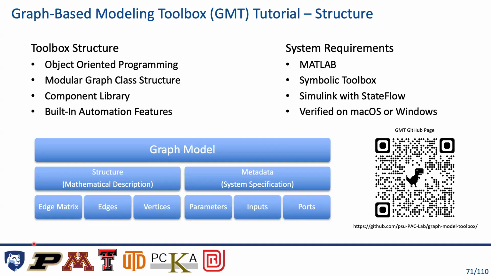You can think about the graph toolbox as being broken into a structure and metadata. The structure is the mathematical description. It tells us how the edges and vertices are connected through an edge matrix. And it tells us the mathematical description for the power flow of the edges and the mathematical description of the capacitance and the state derivatives. On the other hand, there's metadata. We want to parameterize our models, so we can use scalars or lookup functions to do that, as well as defining the inputs of our model and ports, and how they can be connected together.